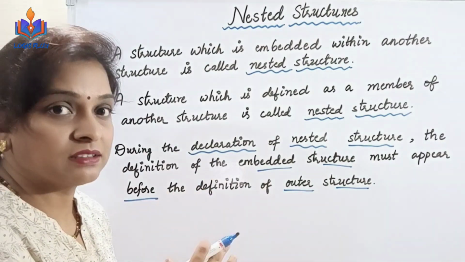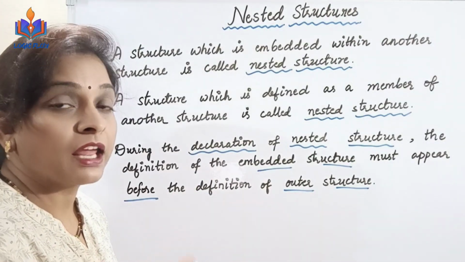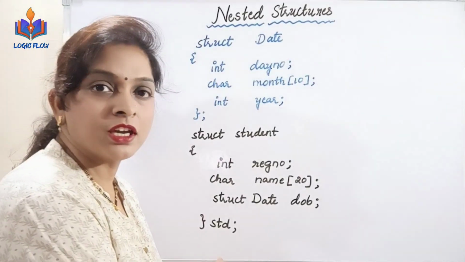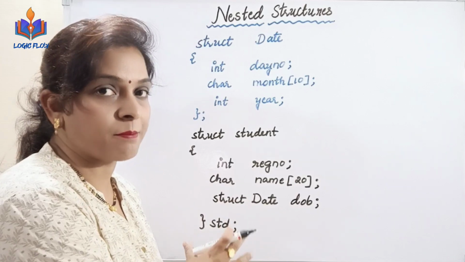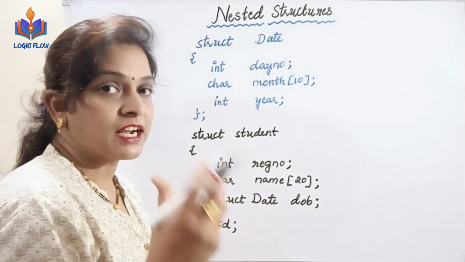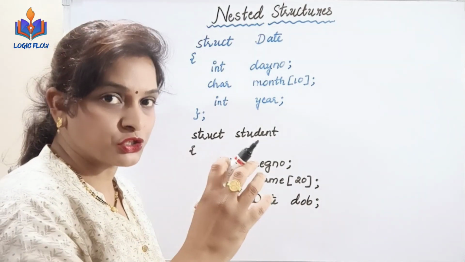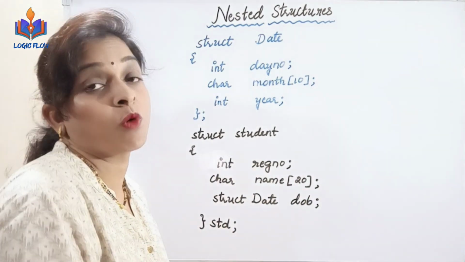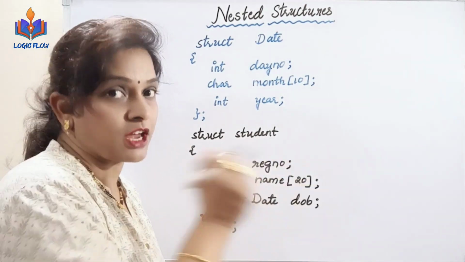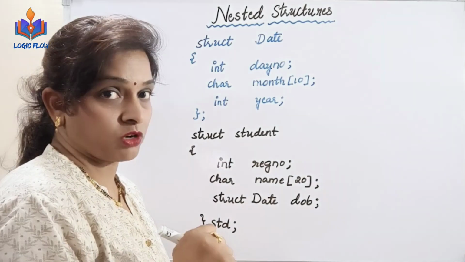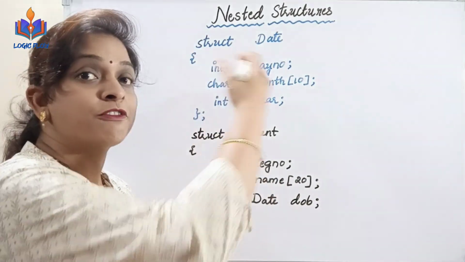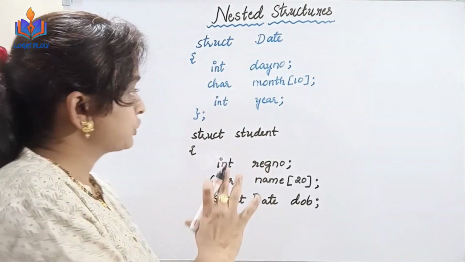Now let us understand this with an example, like how to embed one structure within another structure. So here we have a very simple example to understand nested structure. The first point I said is that it is a process of embedding one structure within another structure, or what we can call a structure acting as a member of another structure. The third thing we said is that the definition of the embedded structure should be before the outer structure, right? So just observe this.